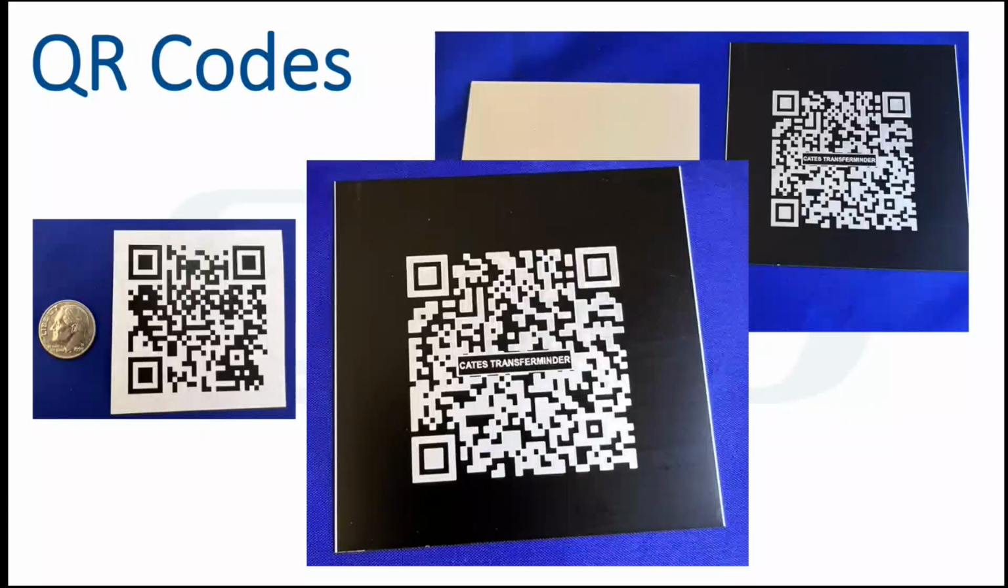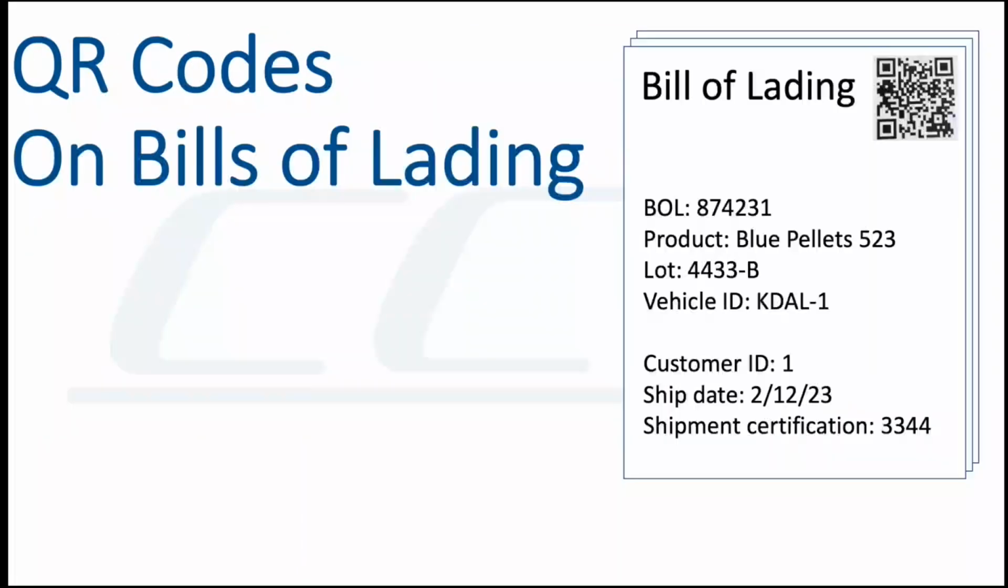Now, where could these QR codes be used in this sense? Well, what we could do is we could have the suppliers of the railcar material put them on the bills of lading. And we could actually have them encode things like the BOL number, the name of the product, the lot, and especially the vehicle ID.